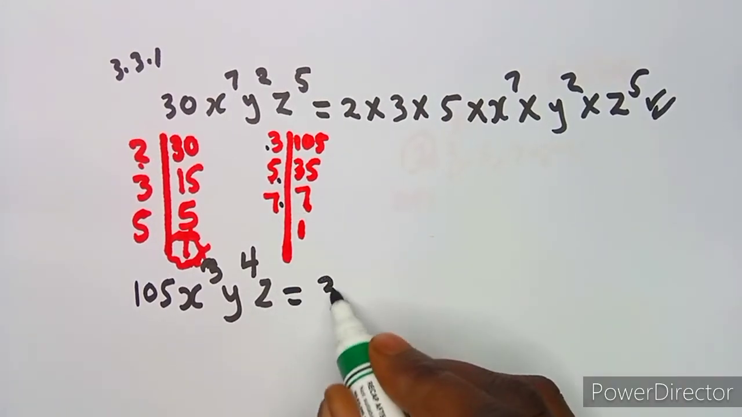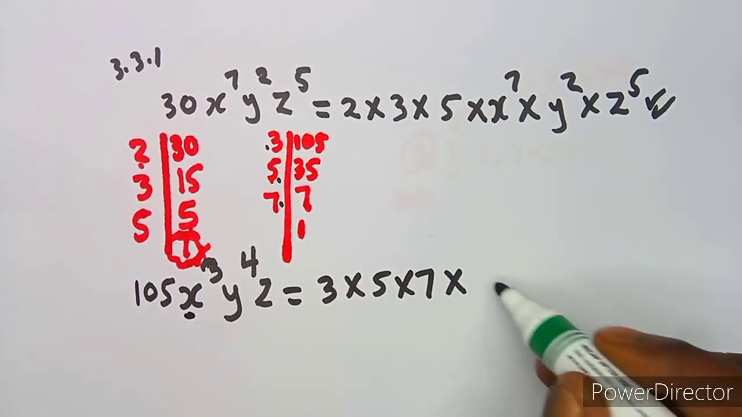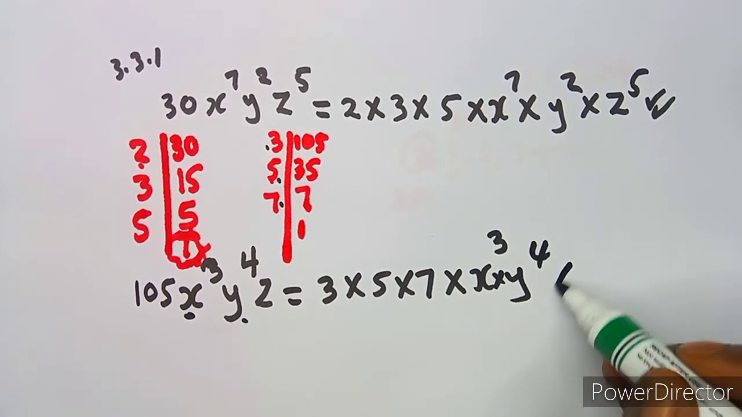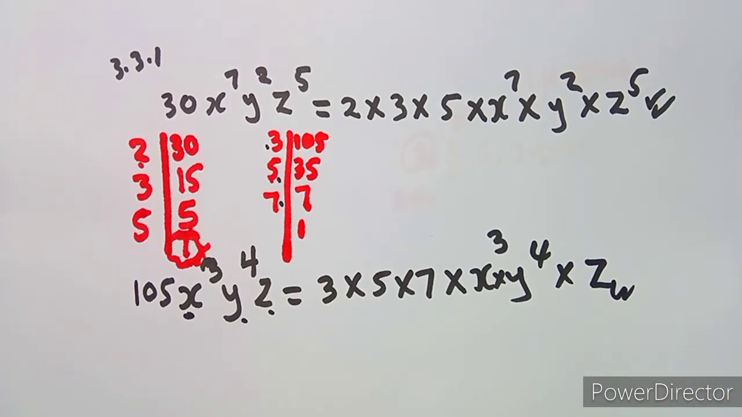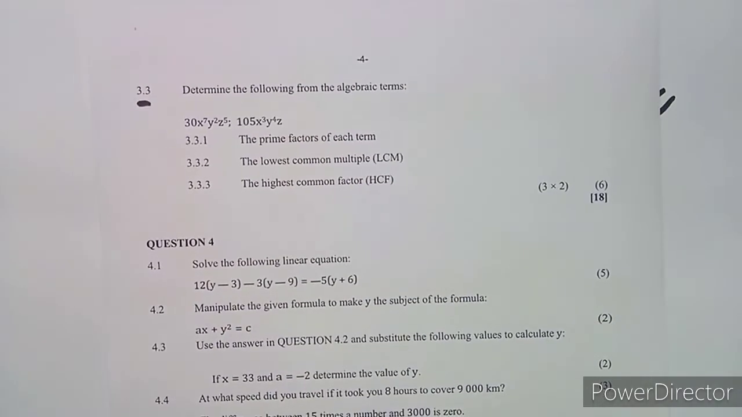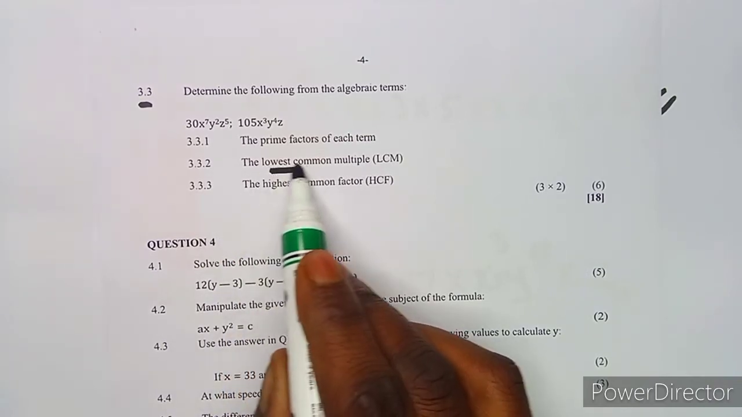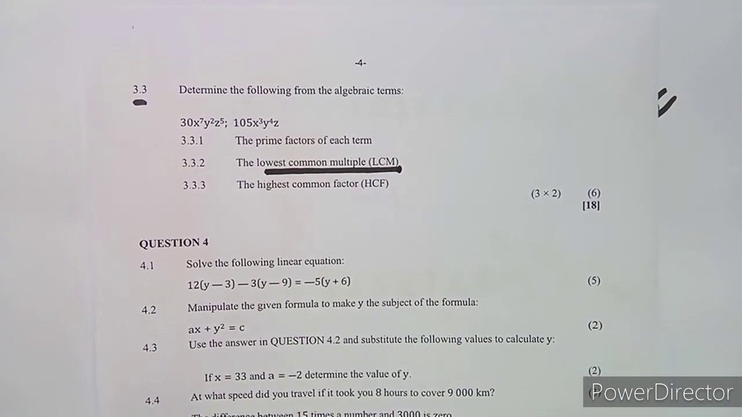So this one is the same as 3 times 5 times 7 times whatever we are given here, which is x to the exponent of 3, y to the exponent of 4, and z. So that is what we are having for this term. That was the first question, 3.31, to express as prime factors. Then the other question now is to determine the lowest common multiple, which is the LCM.